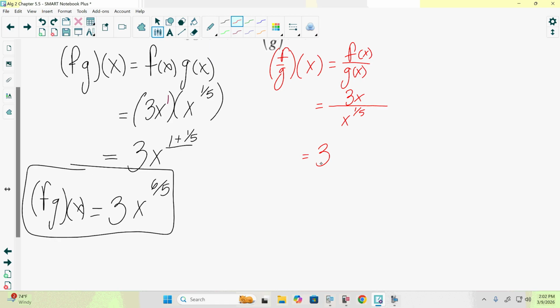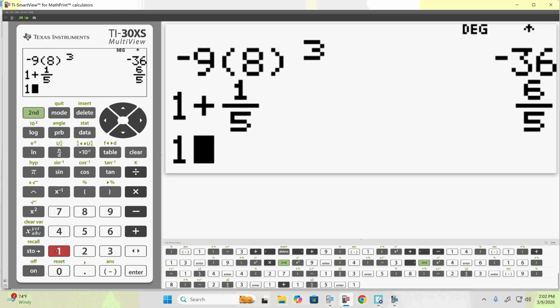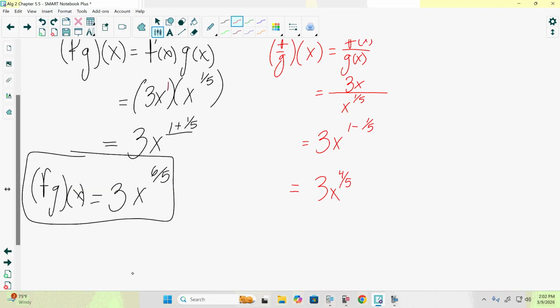Since we do have like bases that are being divided, we're going to subtract the exponents. So it's going to be x to the 1 minus 1/5. So we would subtract them. Now the nice thing with these is that the exponent for x on top is bigger than the denominator, because 1 is going to be bigger than 1/5. So when we subtract 1 minus 1/5, we're going to get 4/5. So it's telling us that f divided by g of x is 3x to the 4/5.